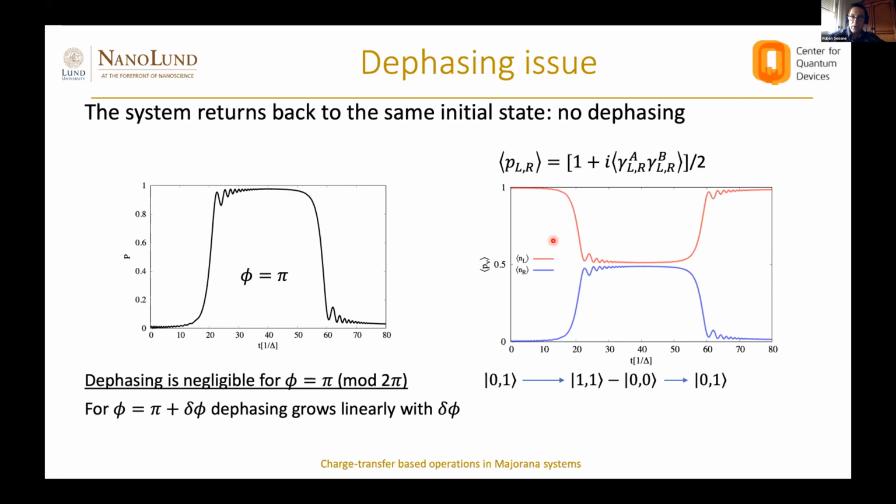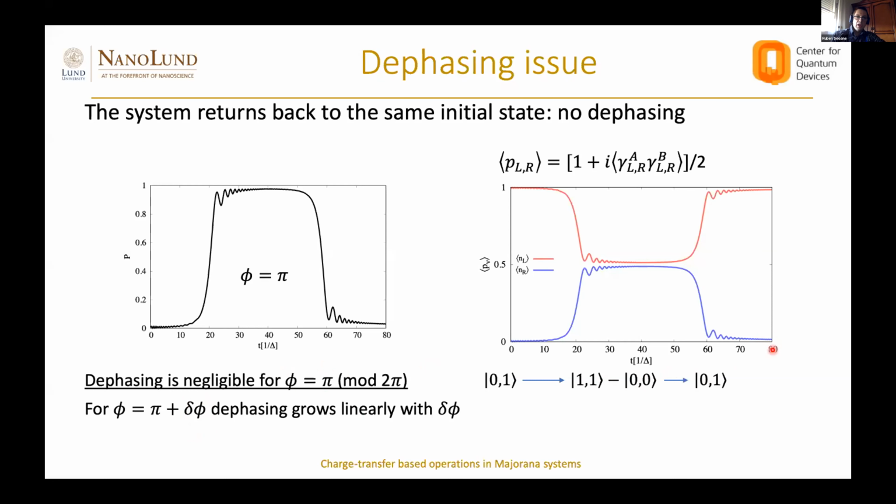And let me say that these results were done for a phase difference equal to pi. And actually, if one considers small deviations from this phase difference equal to pi, errors here will depend linearly on the small deviation away from pi.